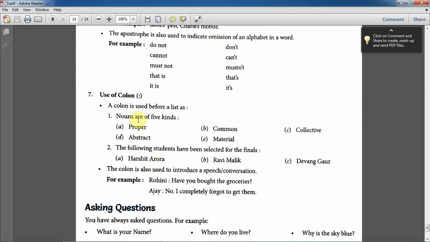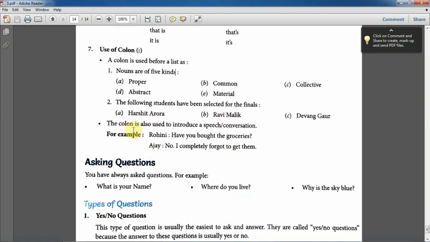Use of the colon. A colon is used before a list, like: nouns are of five kinds. Here we have to give a colon. Then write: the following students have been selected for finals. Give a colon, then write the student names. The colon is also used to introduce a speech or conversation, like you have seen in novels or plays. The name of the person is given, then a colon, then the dialogue is written.